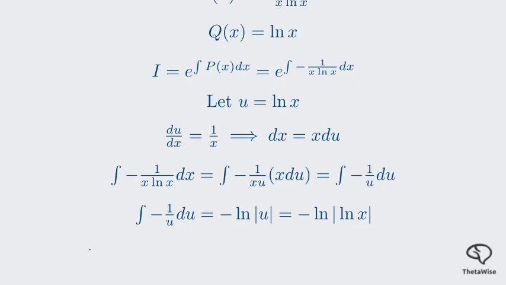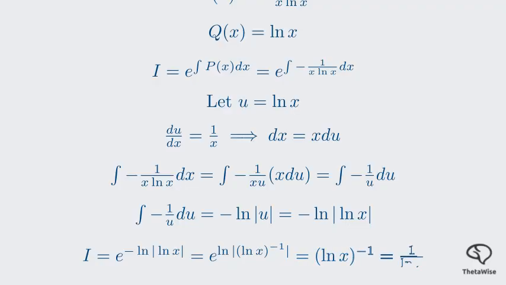Now plugging this back into our integrating factor formula, we have I equals e to the power of negative ln(ln x). Using log properties again, e and ln cancel, leaving us with I equals (ln x) to the power of -1. This means I is 1 over ln x. This is a very elegant simplifying step.